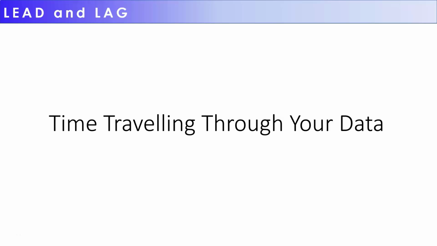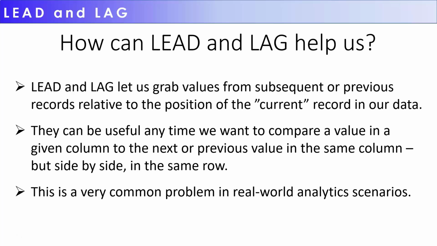Welcome back. I know that I mentioned something in the last video about time traveling, and I'm afraid I may have overpromised, but only slightly. We are going to learn how to use a pair of window functions, lead and lag, which let us grab values from subsequent or previous records relative to the position of the current record in our data. This is extremely useful anytime we want to compare a value in a given column to the next or previous value in the same column, but side by side in the same row. And I can tell you, in the real world, this type of comparison is done all the time.